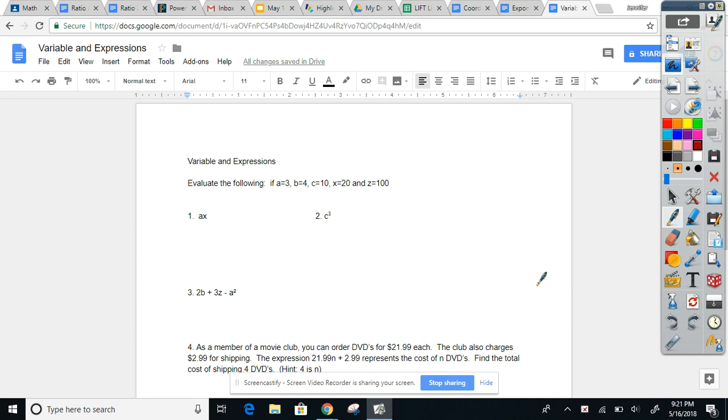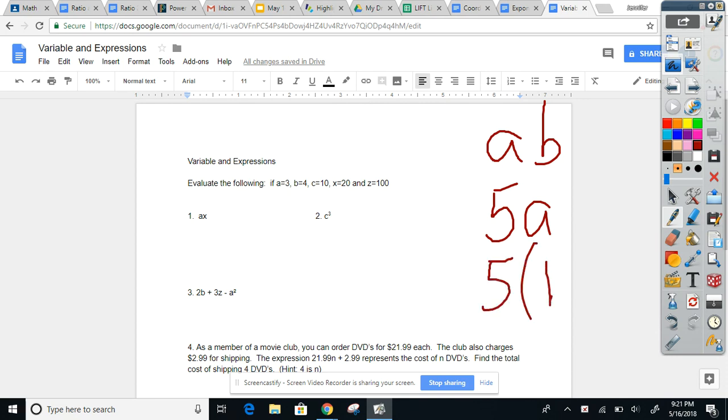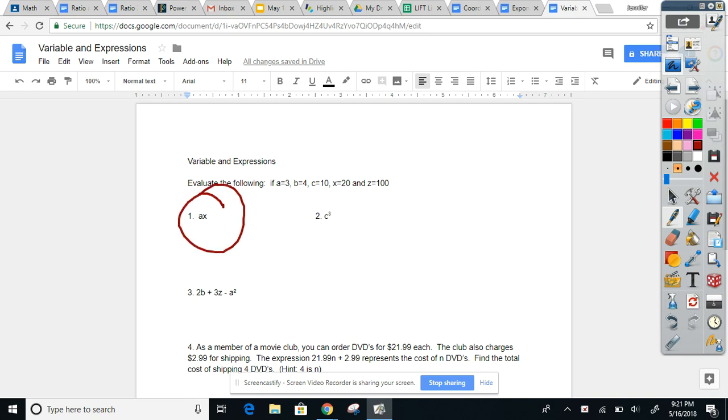So if we have a number or two variables or whatever smushed together, that means to multiply. So if we have a variable with a variable, that is A times B. If we have a number, which is the coefficient in front of a variable, that is 5 times A. We could also have something like 5 parentheses B. All of these mean to multiply. That's 5 times B. All of them mean to multiply. So this one right here, that is AX. That is A times X.